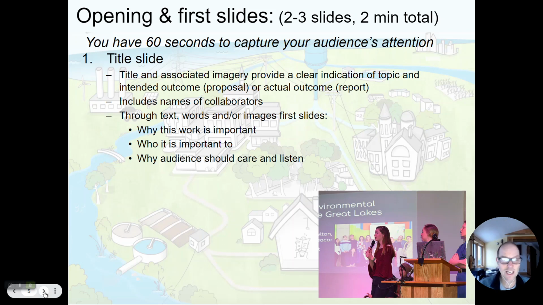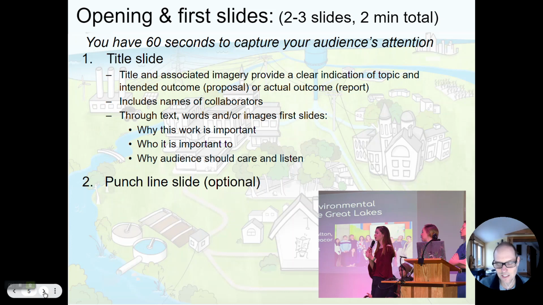So you're opening with a title slide. It's going to have some imagery on it. That imagery is very important in conveying information. The title itself is very important. You want it to indicate either your intended outcome, which is true for a proposal presentation, or the actual outcome, which is true of a report. It's going to need to include the names of collaborators, and at some level, what you say during that first slide is going to need to convey why this work is important, who it's important to, and why your audience should care about it.